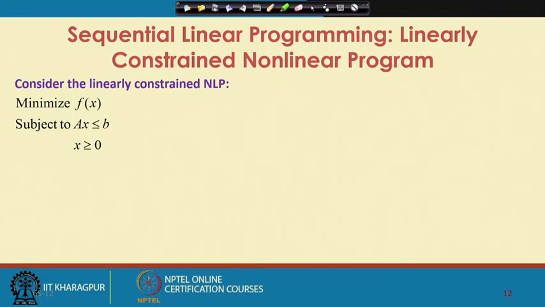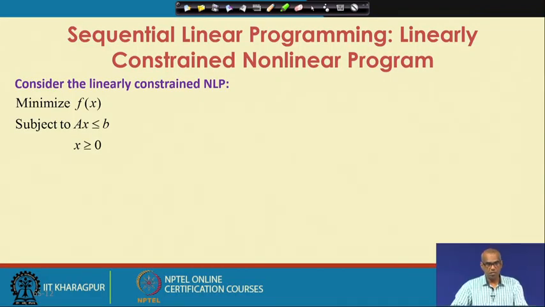So, now let us first take the case of linearly constrained nonlinear programming problem. So, first we consider the case where the nonlinear programming problem has only linear functions as constraints. So, constraints are all linear. So, you can write it as minimize f(x) subject to Ax less than or equal to b, and we also have non-negativity restrictions on x.